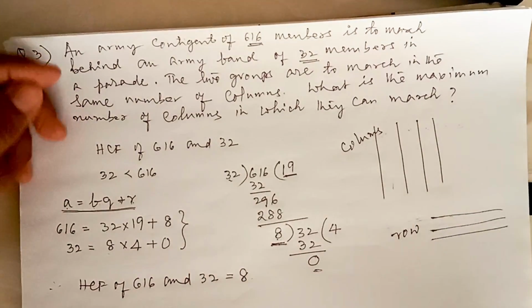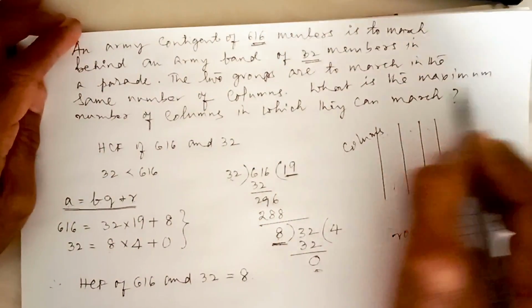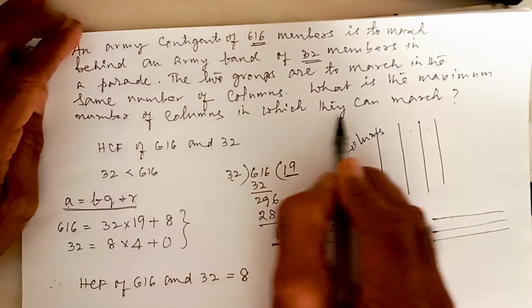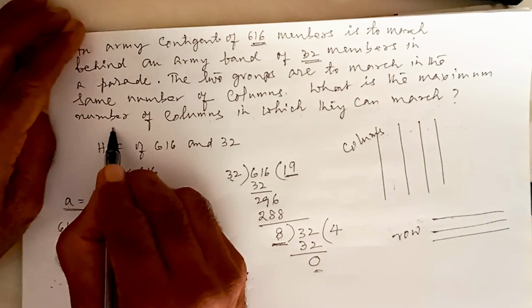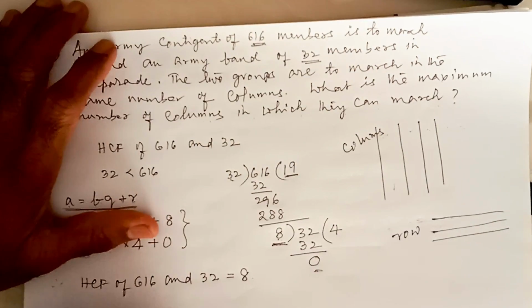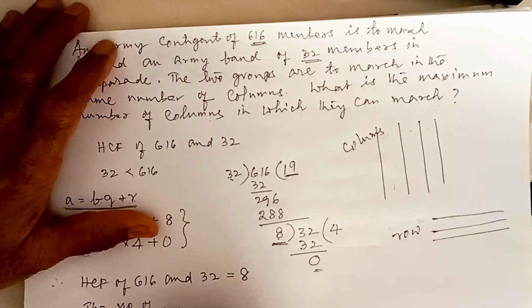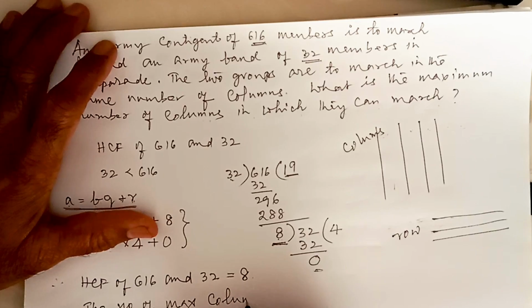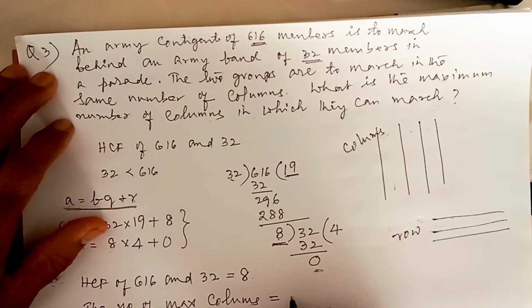But what is the answer? The question is, what is the maximum number of columns in which they can march? The answer is 8 is the number of columns they can march. We write down that the maximum number of columns they can march is 8.